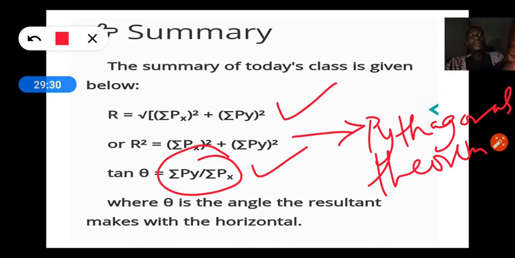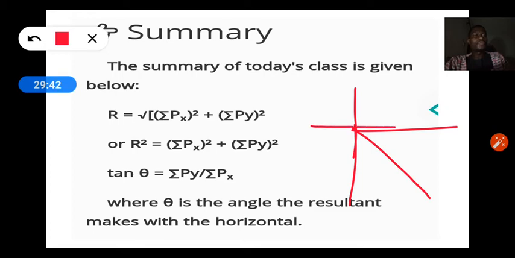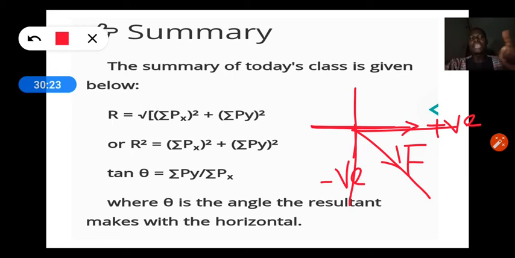Don't forget, you need to consider direction. If I am resolving this force, let's assume this is a force, if I'm resolving it to the vertical, it's going to carry a negative because this part of the y-axis is negative. And if I resolve F to the horizontal, this part that I'm resolving it to is positive. So the resolution to my horizontal axis will be positive, and the resolution for the vertical will be negative. Don't forget, the sign is very important. It shows the direction of the force we are resolving.